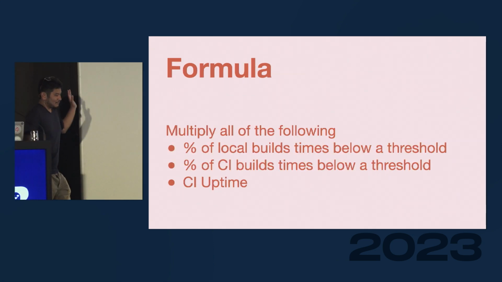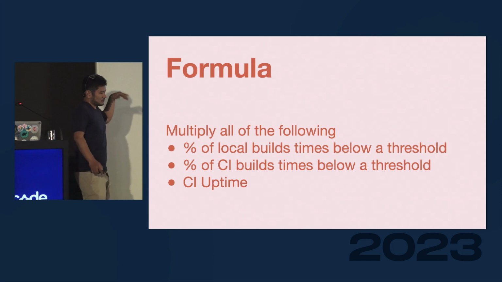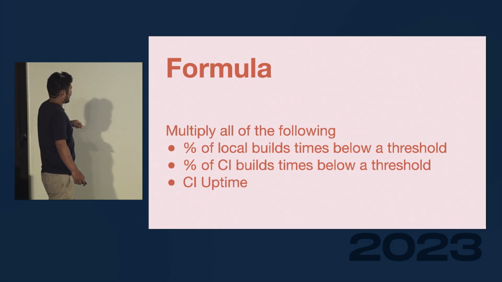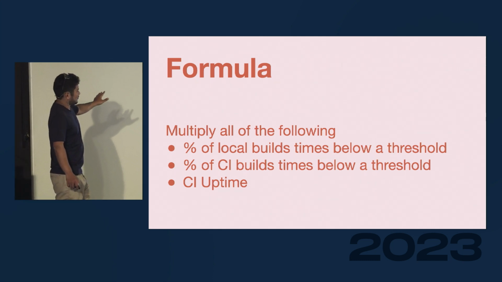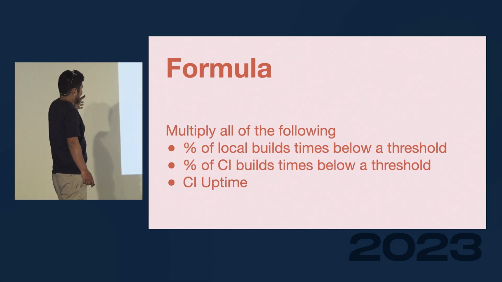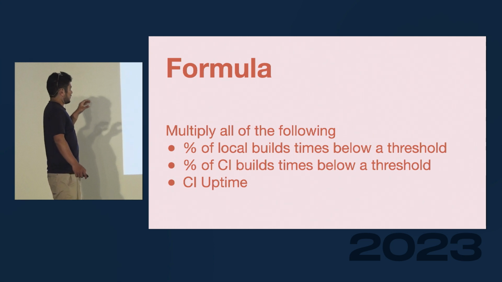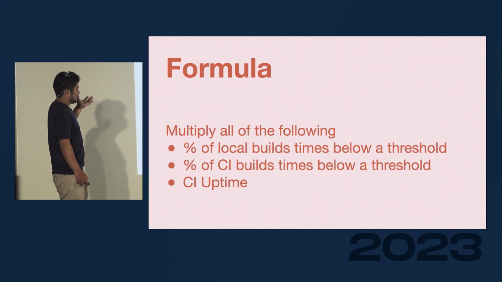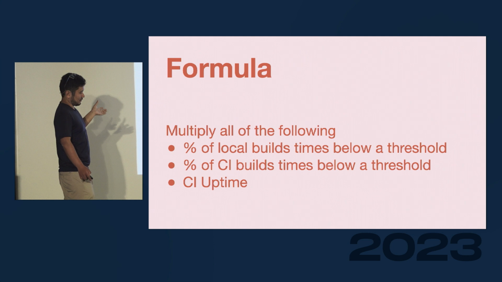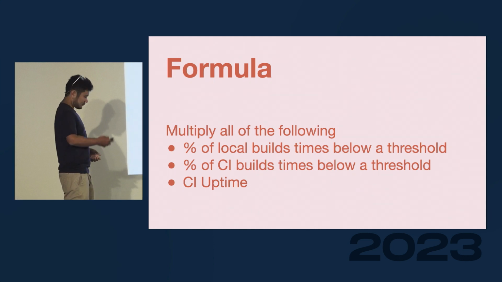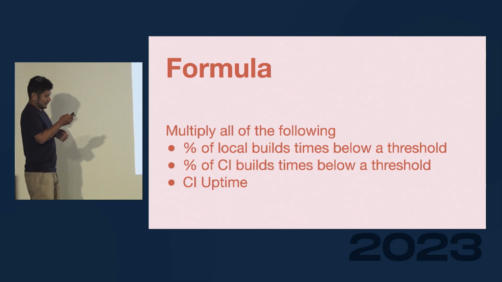And once we have all of this information, we just multiply all of them and come up with a number. So percentage of local builds below a threshold. For CI, similarly, we take the percentage of CI build times below a threshold. For local builds, the threshold that we chose is 10 minutes. For CI it is 45 minutes. It could be something else for you. And then we use the CI uptime.